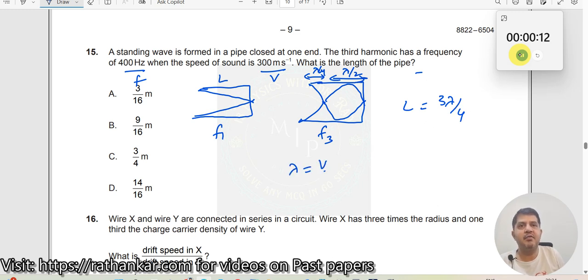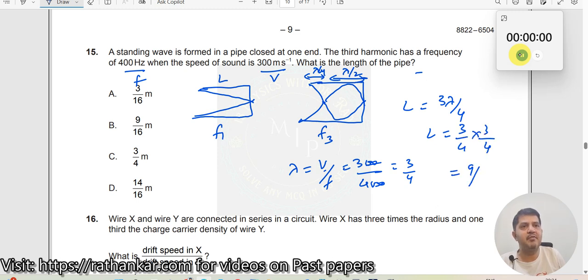Lambda is equal to V by F. Now what is V? 300. What is F? 400. So the answer is 3 by 4 here. So L should be equal to 3 by 4 into 3 by 4, which should be equal to 9 by 16. So the answer is B.